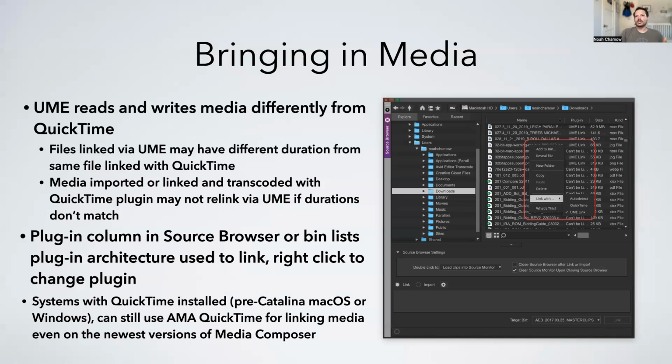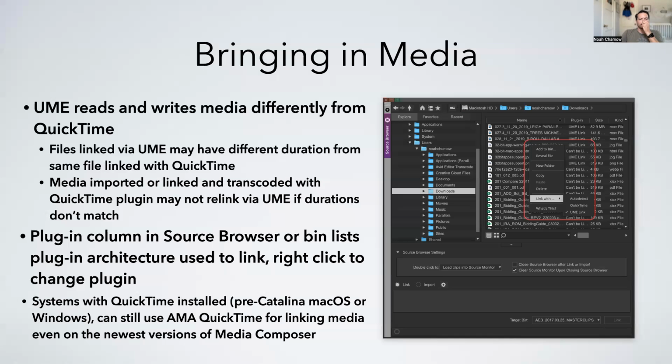But it's important to know that you can tell in a bin how something was linked when it was transcoded, because the plugin column will list how that file was linked before it was transcoded. So if you're on a new Mac and you have to do an upres and you get a bin with a bunch of clips, you can check beforehand if QuickTime was used to transcode those files by pulling up the plugin column, which is very useful.